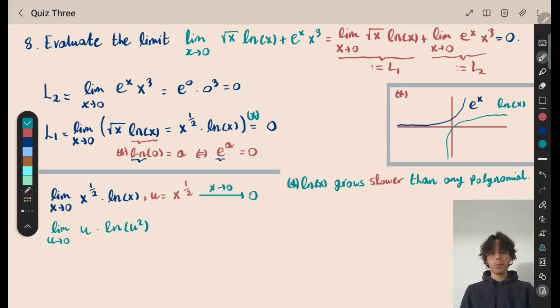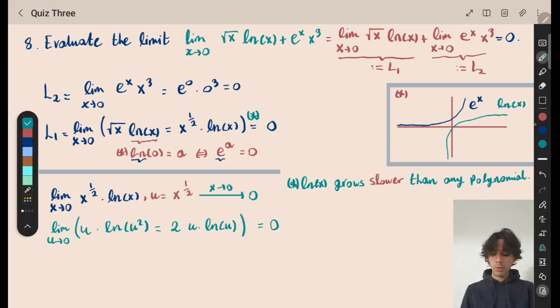I will not write this down. And then I can use the property of the logarithm. So this is actually equal to 2 times u times ln of u. And then, okay, by the same argument, this is a polynomial which goes to 0 faster than the logarithm function, because the logarithm grows slower than any polynomial. So this should be 0.